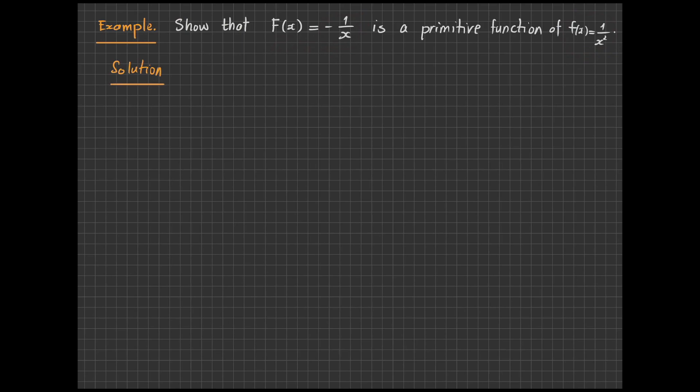So what we do, we show that capital F prime is equal to little f. So how should I do that? Hopefully you haven't forgotten about differentiation. So I will start by taking the derivative of the function.